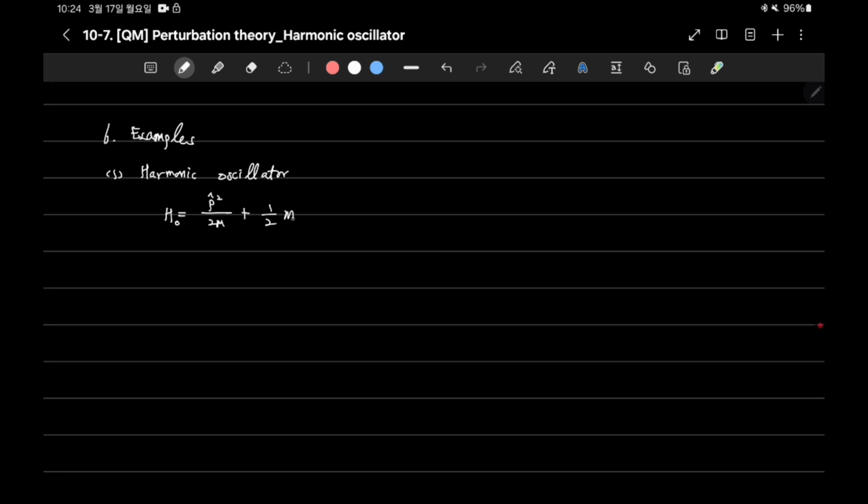1/2 m omega squared x squared. Then it can be written down with the number operator as h bar omega (a dagger a plus 1/2). It is the harmonic oscillator case. Here, let's think about the perturbation Hamiltonian.